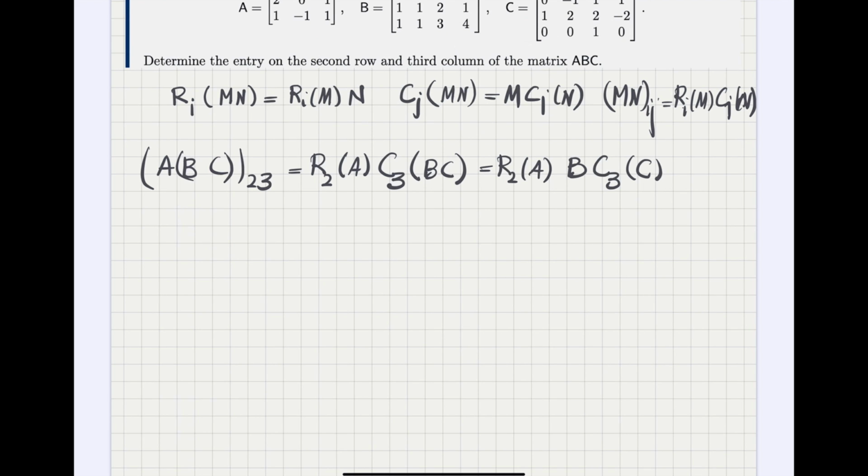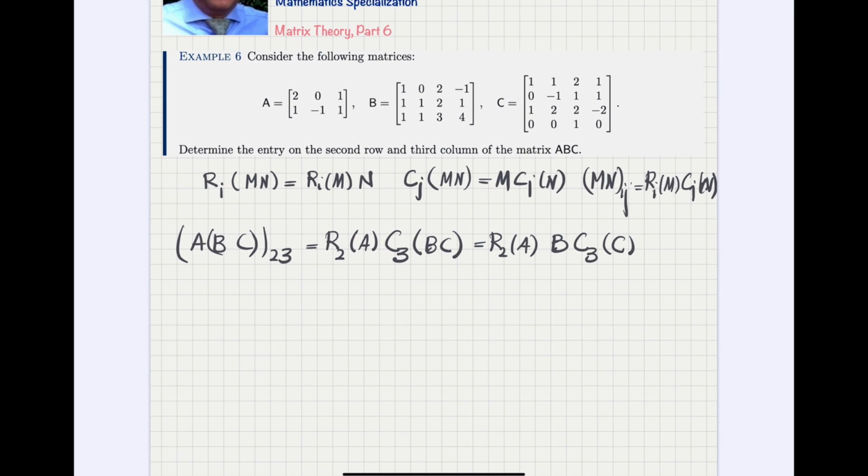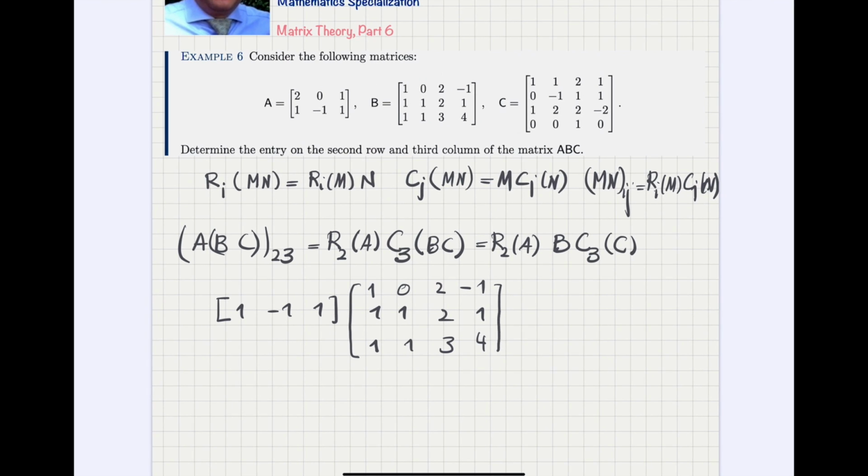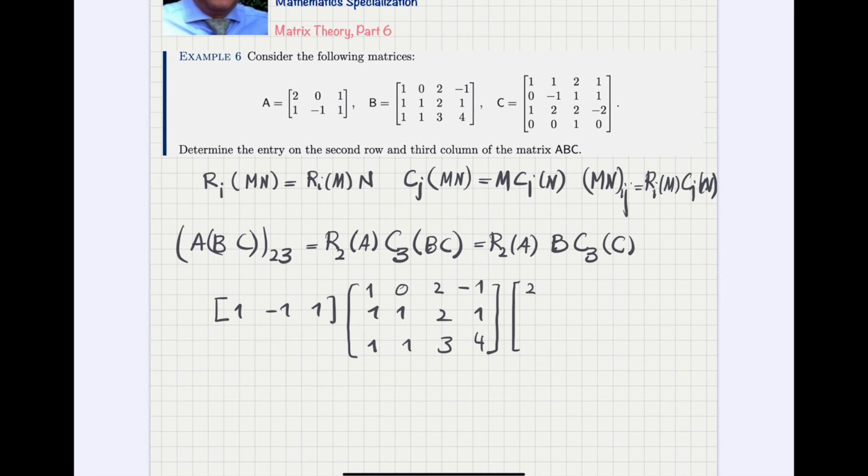But I cannot simplify it more than that. But this is also good because now the second row is just this one. I don't need to consider the whole A. It becomes 1, minus 1, 1. And then I multiply by the whole B. Unfortunately, that's inevitable. But it's better than multiplying all of them. And then just the third column of matrix C, which is 2, 1, 2, and 1.